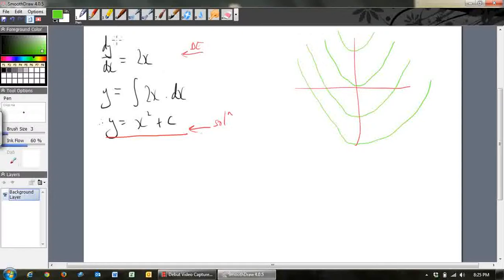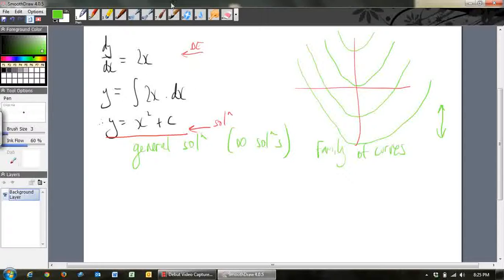Basically, what you get from a differential equation is a family of curves. They all have the same shape, but they just move up and down the axis, and there are infinite solutions here. So we say that this is called the general solution. In other words, it has infinite solutions.